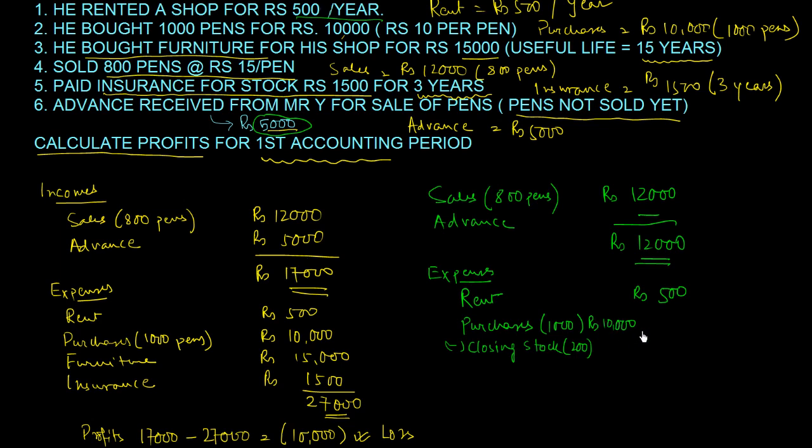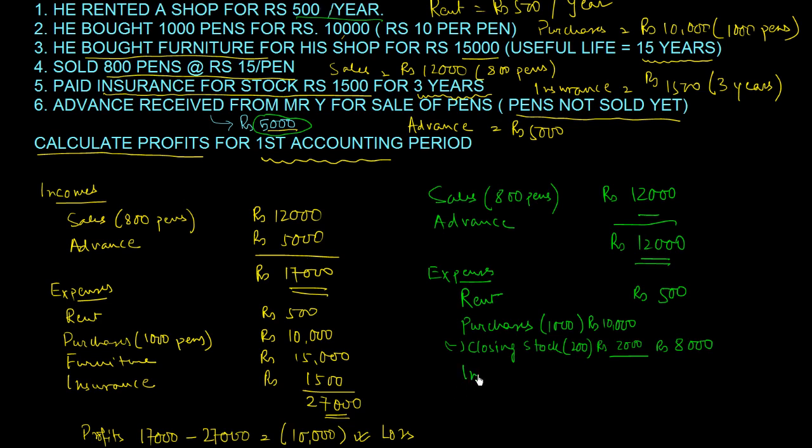Obviously, if we divide rupees 10,000 by 1000 pens, then we get the cost of the pen is rupees 10 per pen. So for 200 pens, the cost would be rupees 2000. So only purchases amounted to rupees 10,000 minus 2,000, that is rupees 8,000, will be considered as an expense of the current period as per the matching concept. Now let us move ahead.